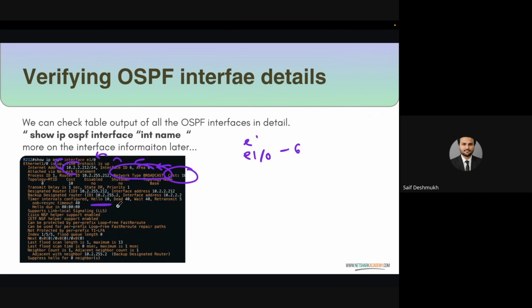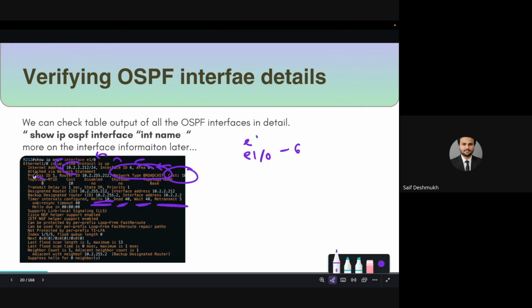You have different timers available. You have the retransmit timer, wait timer, dead and hello timers. You have the transmit delay available as well. Most important of all, usually you come here to know about the authentication. And it's telling that, okay, you don't see anything here. That means there is no authentication enabled.